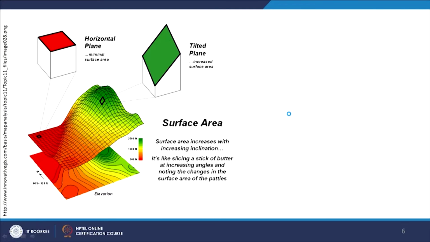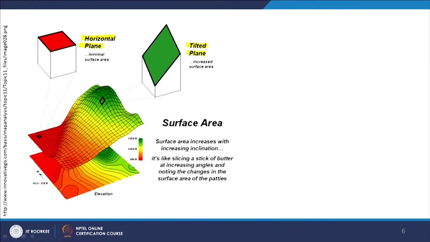Here both examples are given. This is the horizontal plane or planimetric surface, and this is the tilted or inclined surface. As you can see here, of course, for our understanding, this has been exaggerated in this schematic.